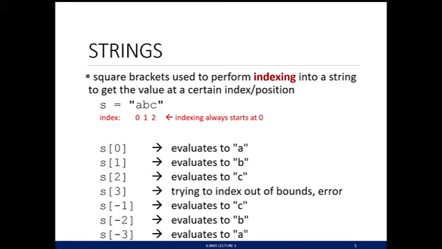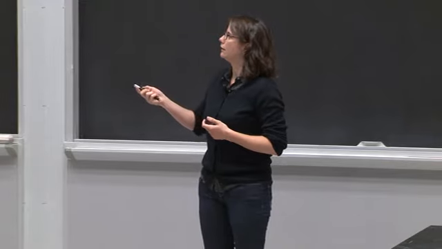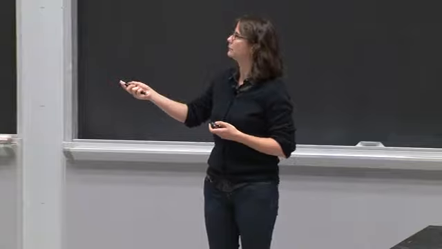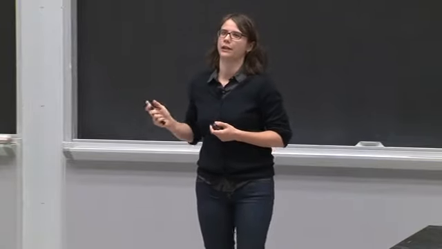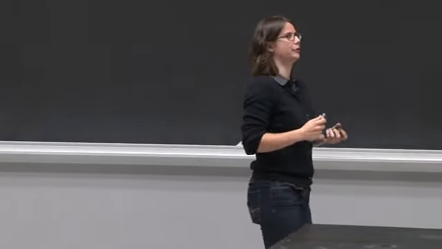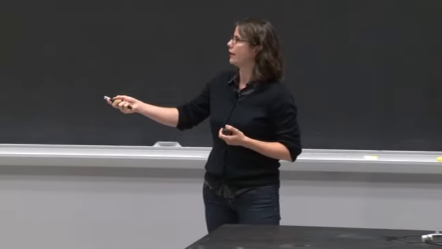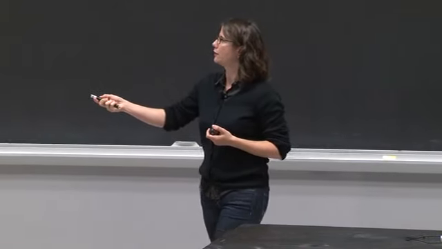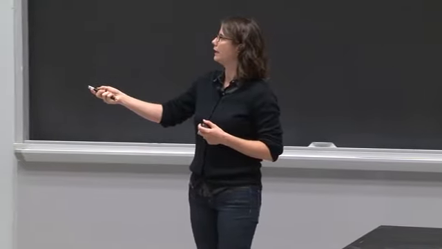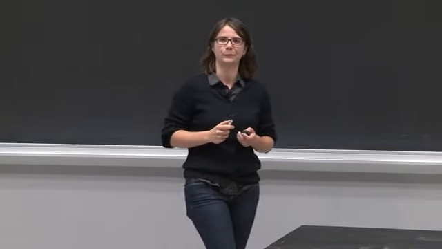In computer science, we start counting from 0 by convention. Notice we had a problem set 0 in this class. Python's no different. So in Python, you start indexing at 0. The first character in your string is at position 0, or at index 0. The next character in the string is at index 1, and the next character is at index 2.